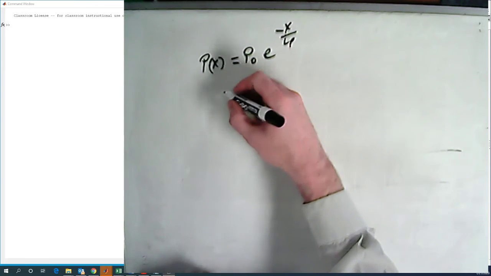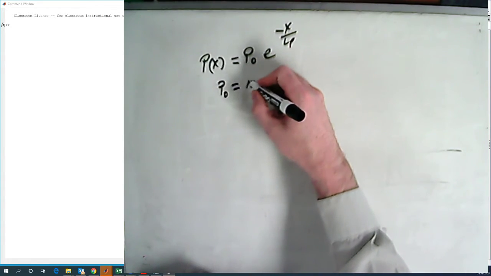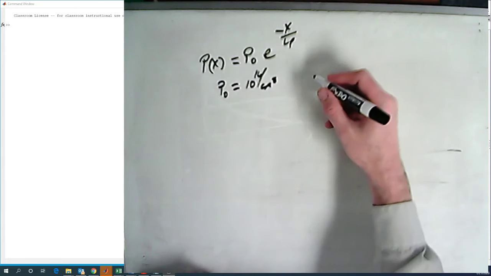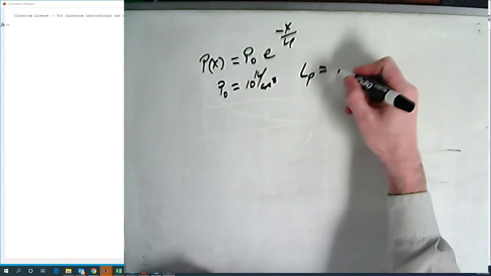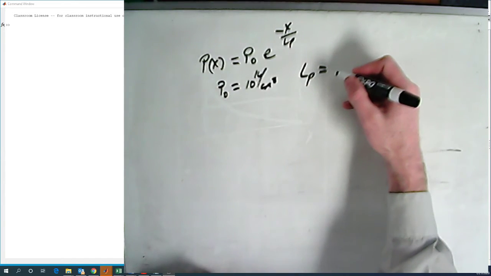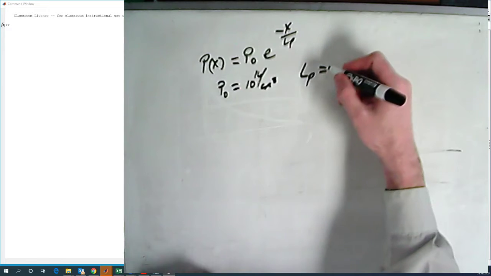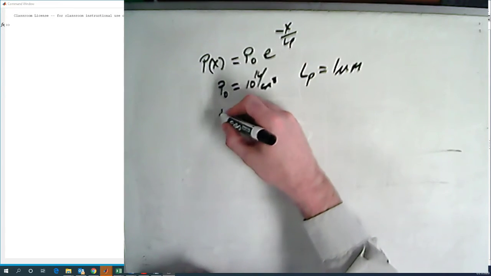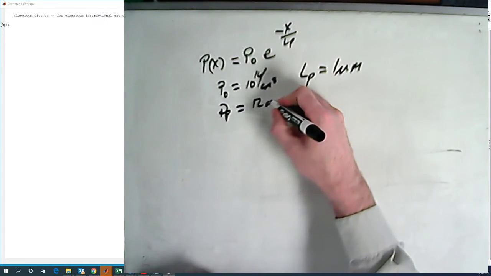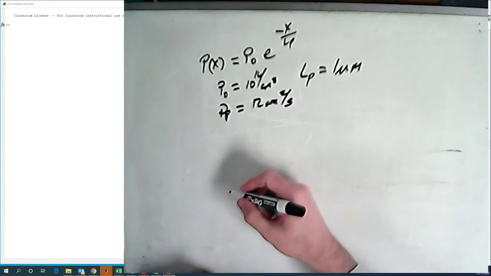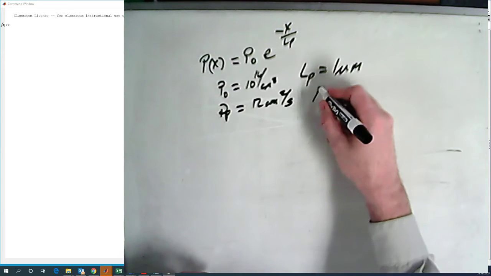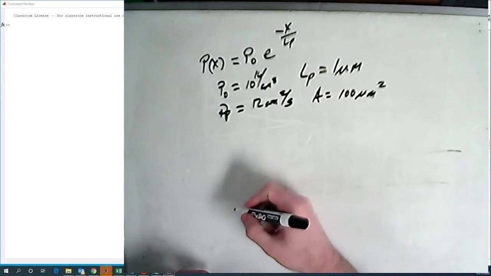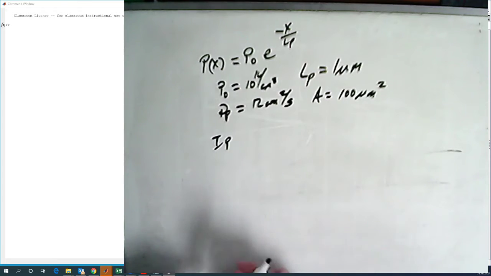So at x equal to 0, p0 is equal to 10 to the 16th per centimeter cubed. Remember, that's the units. We also have LP, the length, which is equal to 1 micrometer. They've given us dp equal to 12 centimeters squared per second, and the cross-sectional area is equal to 100 square microns. They want us to find IP with respect to this.